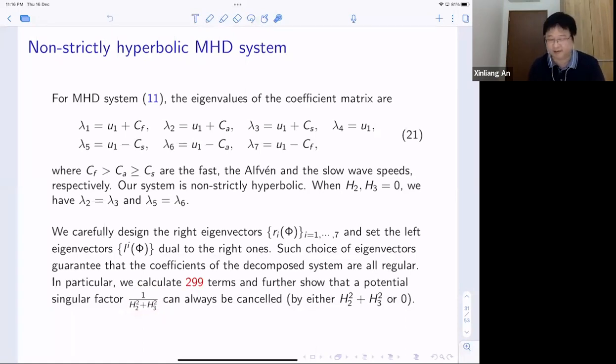And furthermore, we find some additional structure. These terms are always accompanied by a factor like this one, which is canceled with one, or there will be two terms canceled exactly with each other.